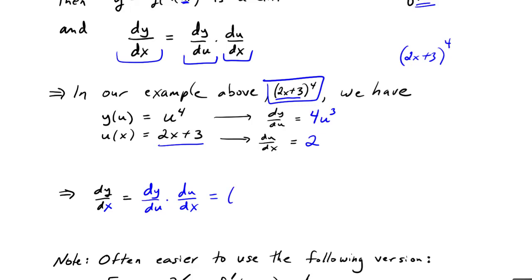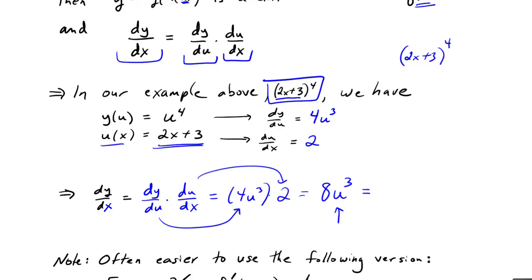Okay, so from above we have 4u cubed as dy du, and then dy dx is 2, so we get 8u cubed. Now the thing is, if we were getting rid of u, so just getting to y and x, I don't think we want u in our final answer. But we remember we know u of x is 2x plus 3. So in the end, this becomes 8 times 2x plus 3 cubed when I take u and replace it by the 2x plus 3. Okay, so that's how it works in theory.